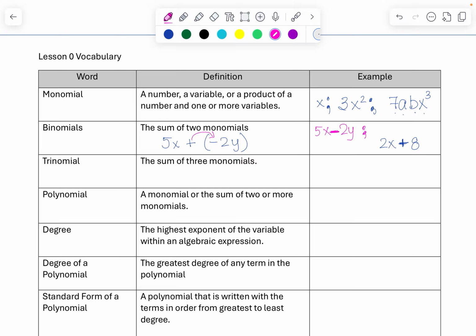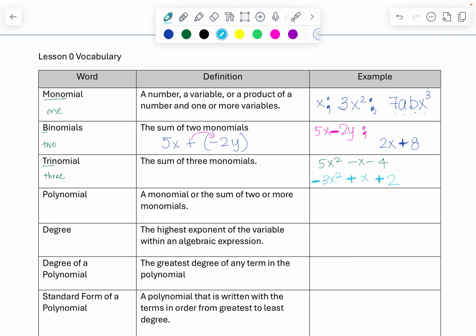Trinomial, that's right. Mono means 1, bi means 2, tri means 3. So this is when you take 3 monomials and you're adding or subtracting them. An example of that would be 5x squared minus x minus 4. Another example would be a negative 3x squared plus x plus 2. You can either add or subtract. Your monomials are separated by an addition or subtraction sign, and sometimes it starts with a negative number.